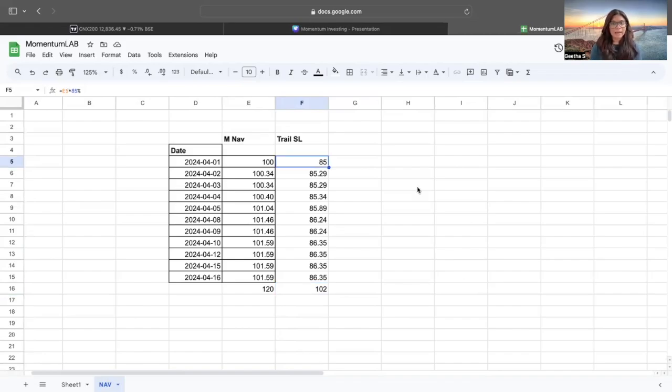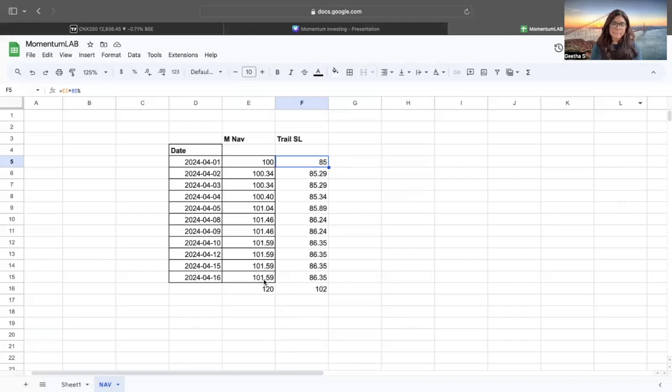In my mind, I have 15% as the max drawdown. So this is my portfolio's NAV, and I will multiply that NAV by 85% to get the exact value at which I have to exit the market. Now, as the portfolio value improves, the stop loss, the SL, also improves. The exit point also improves.